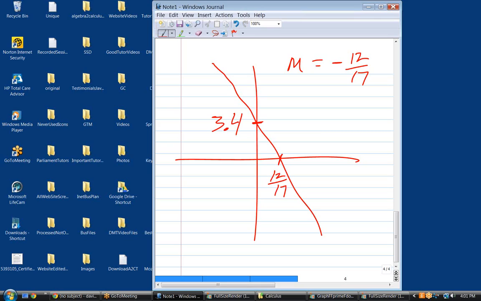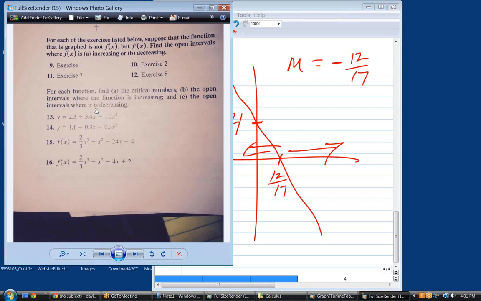The critical point being where f prime of x is equal to 0. And I can see by looking at this that everywhere to the left of 12/17, first derivative is positive, original function is increasing. Everywhere to the right of 12/17, I can see first derivative is negative, original function must be decreasing. And I think that answers everything for that.